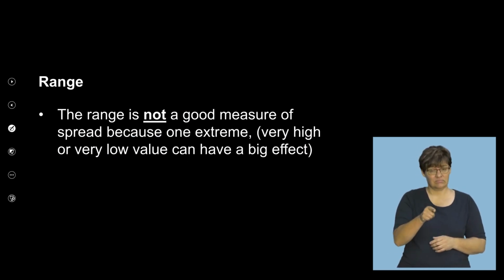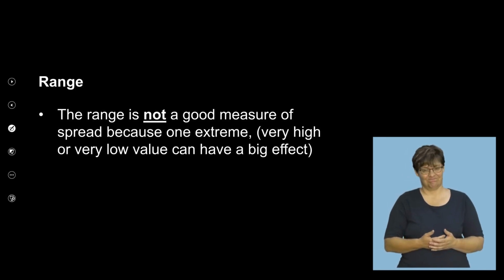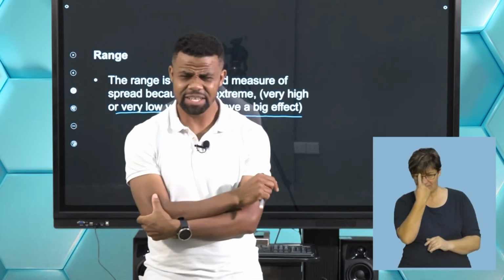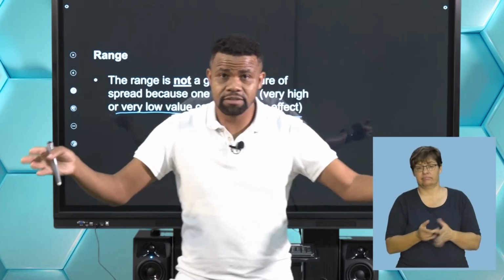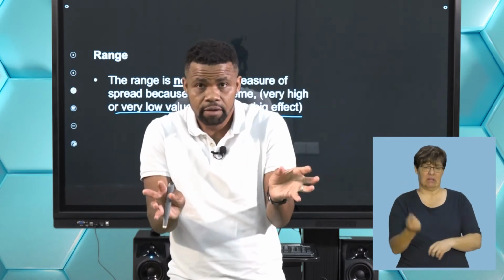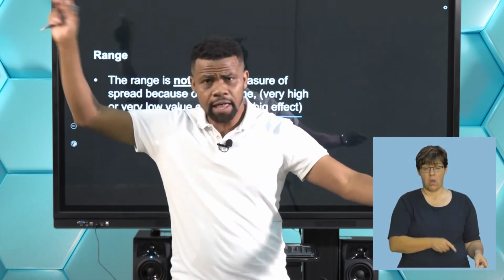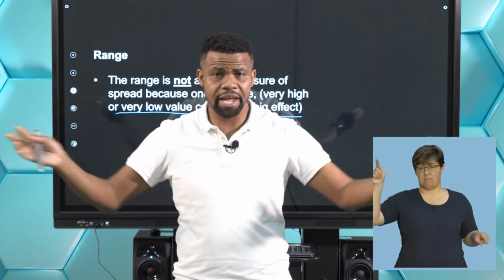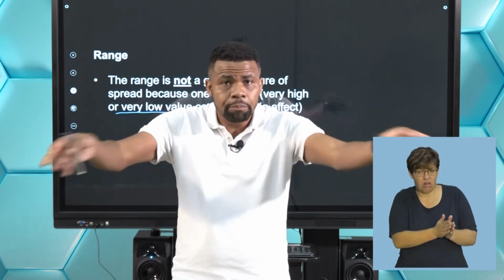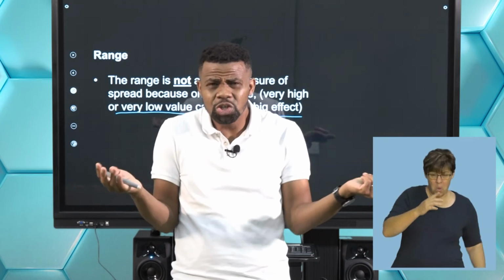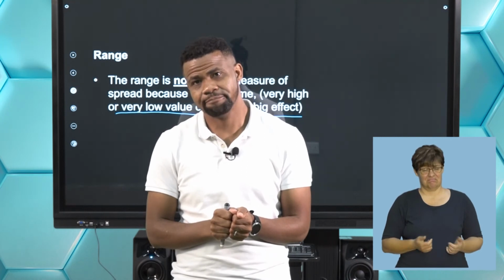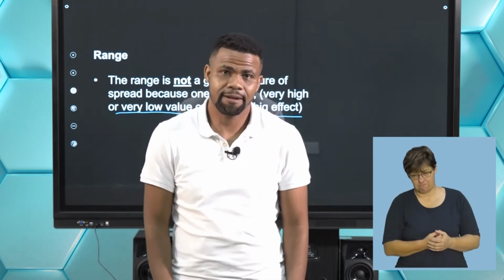Range is not a good measure of spread because one extreme, very high or low value, can have a big effect. Does that make sense? Let's say in the class, there's just one person who had a bad day, a difficult day, and got a lower mark. And there was someone with 99, and we calculate the range and get 98. Maybe that person got 1%, but everyone else performed well. So range can really mislead us. It's not a good measure of spread, but it's very useful sometimes.